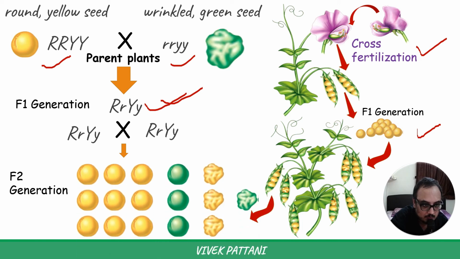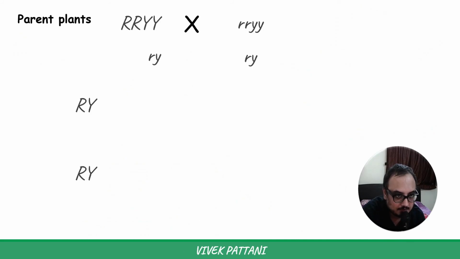Now, in the F2 generation, we have this type of arrangement. When we further cross the F1 generation with each other, we will give rise to a phenotypic ratio of 9:3:3:1, of which 9 are yellow round ones. This one is the green round ones, this one is the yellow wrinkled ones, and this one is the wrinkled green one.